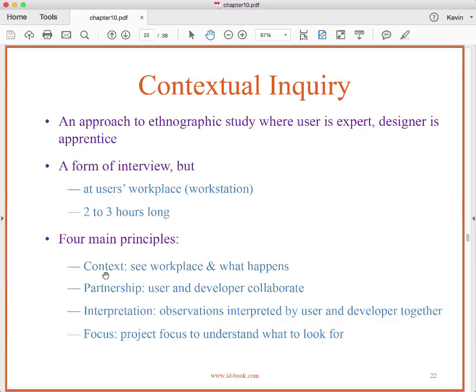Okay, so it really is a partnership all the way down through interpretation. And focus: the project focus is to understand what to look for. Okay, so this is a particularly kind of user-involved ethnographic approach. That's pretty cool stuff.